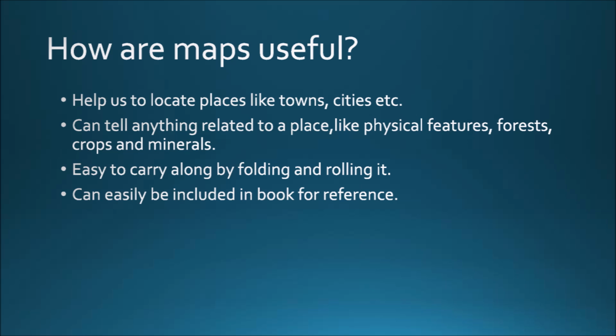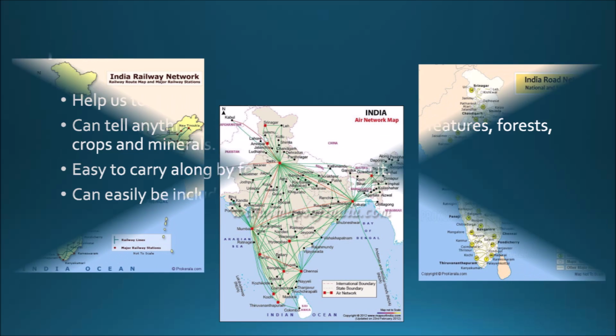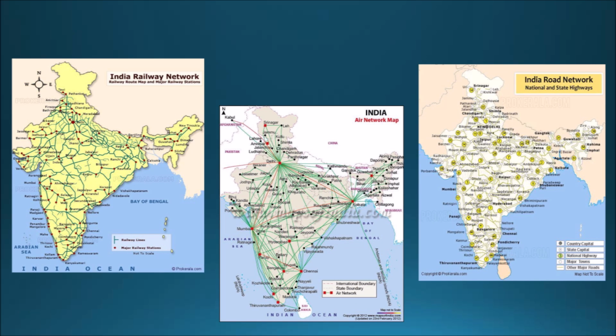Maps also tell us about the major routes of transportation like airways, railways and roadways. They are easy to carry along as they can be easily folded or rolled. We can carry them anywhere along with us by folding and rolling, because they are very light to carry. They can even be included in books for ready reference.